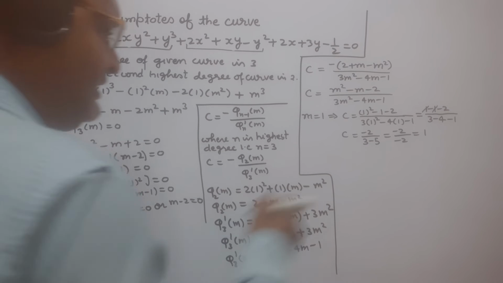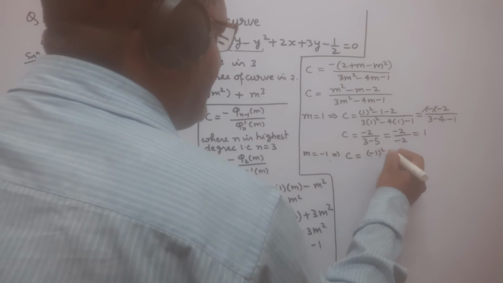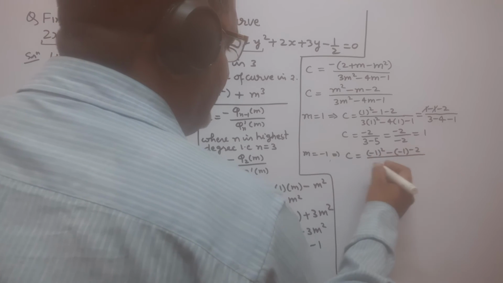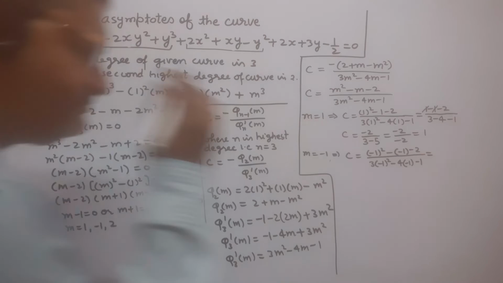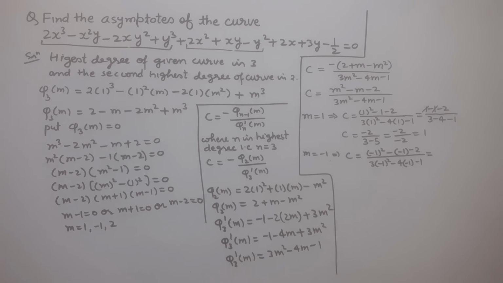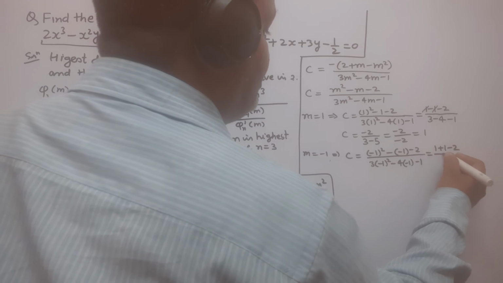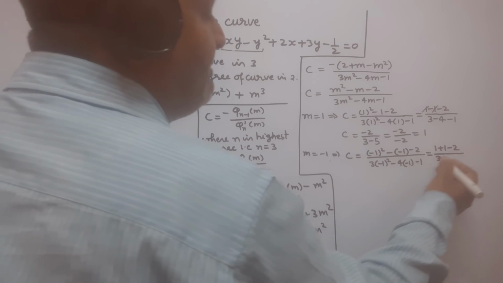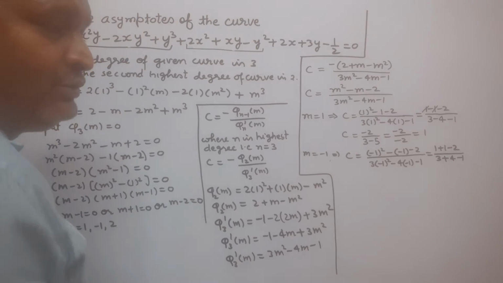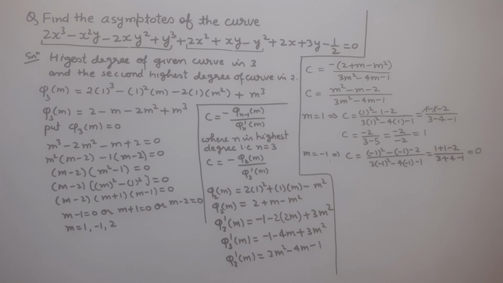Now we find the value of c corresponding to m equal to minus 1. So we put minus 1 square minus minus 1 minus 2 divided by 3 multiplied by minus 1 square minus 4 multiplied by minus 1 minus 1. Here minus 1 square is plus 1, and minus multiplied by minus gives plus 1, minus 2, divided by 3 multiplied by minus 1 square, which is 3, and minus 4 multiplied by minus 1 gives plus 4, minus 1. So 1 plus 1 is 2, minus 2, this is 0. So corresponding to m equal to minus 1, we get c equal to 0.